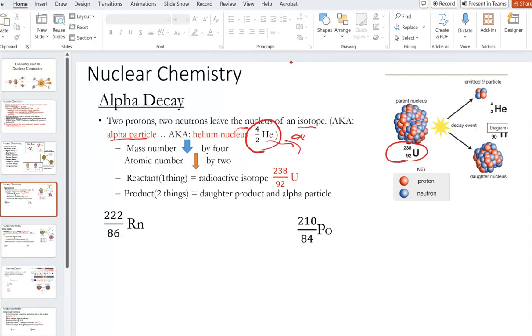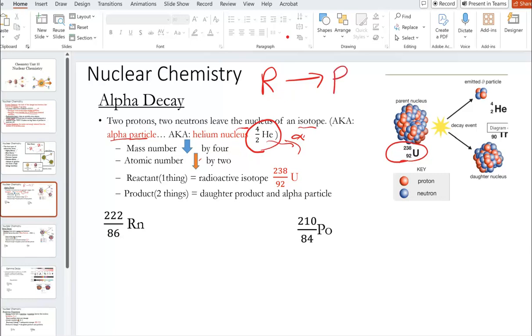So this is what happens to the nucleus, okay? 2 protons, 2 neutrons leave. That makes our mass number go down by 4, and our atomic number is going to decrease by 2. And by doing that, that is going to turn our parent isotope into a more stable isotope, which we call the daughter isotope. Now, if you remember, on the left-hand side of the arrow are our reactants, and the right-hand side are the products.